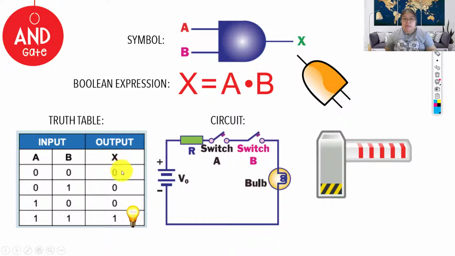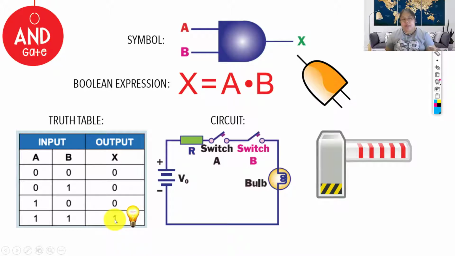Output X means when switch A is open and switch B is also open, the output is 0. 0 means the bulb does not light up. Now either A or B, if you close just one switch, the bulb still cannot light up, right? So the situation when the bulb can light up is when both switches are closed, meaning 1, 1. So the last one, the bulb can light up, so also 1.